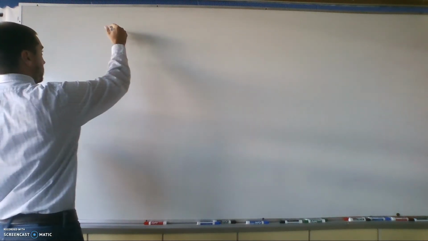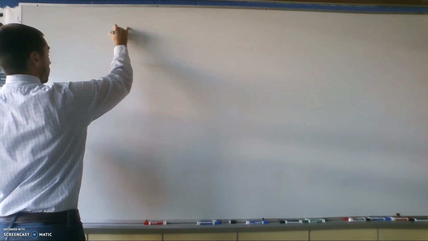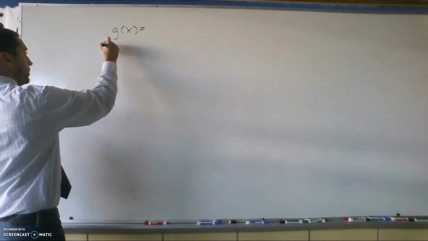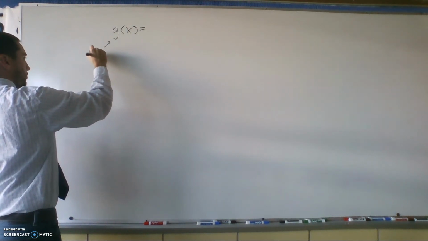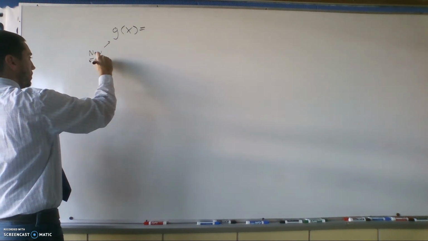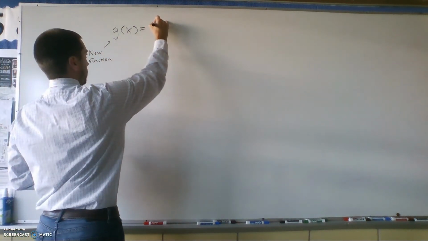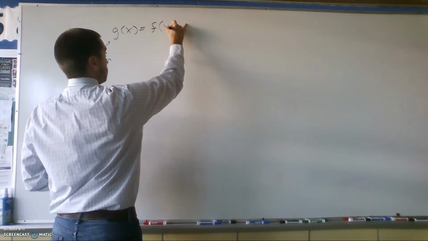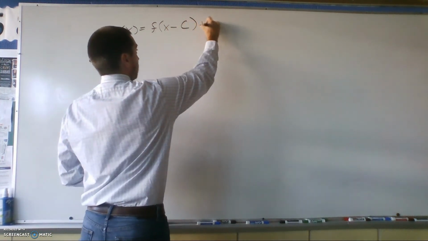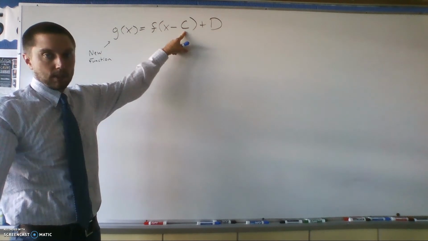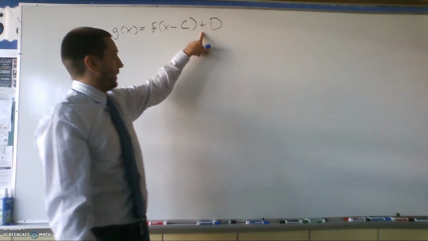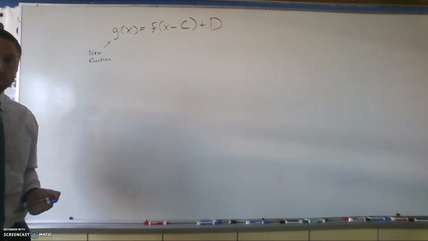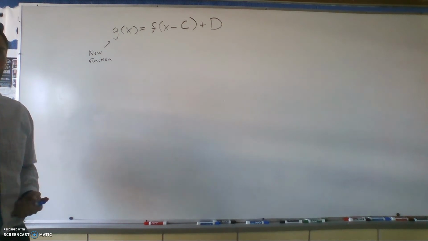Okay, so let's sum this up for a second. We're going to expand on this for the next few days. So g of x, I'll try to be consistent, g of x is our new function. So what did we do here? We did f of x minus some number. I'm going to use the letter C for this one. And then if we have a number out in front, we'll just use D for now. So let's define what C and D do to my function.